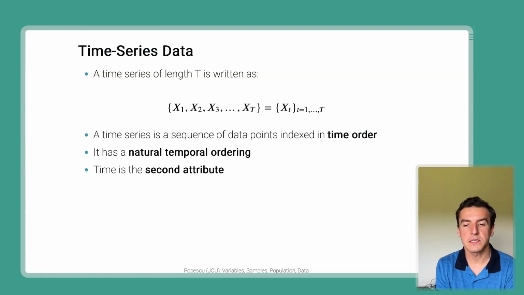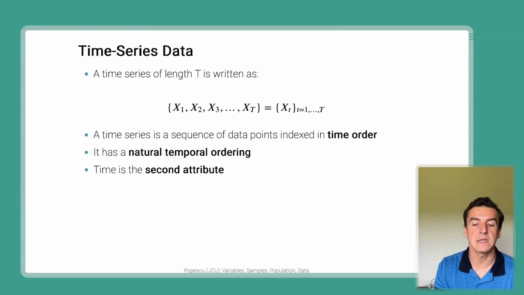So a time series is typically written as t. Remember that before, instead of t, we had n. In this case, we have something like this: x1, x2, x3, all the way to xt, or this is equivalent to x subscript t, where t is everything from 1 all the way to T. So a time series is a sequence of data points indexed in time order.